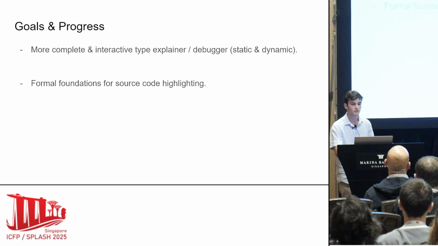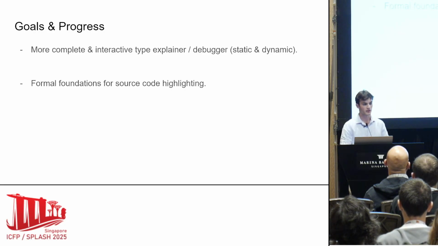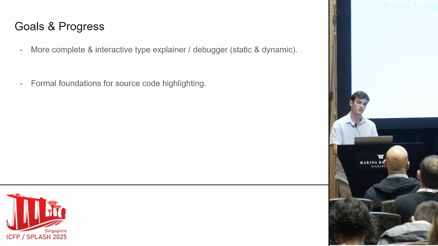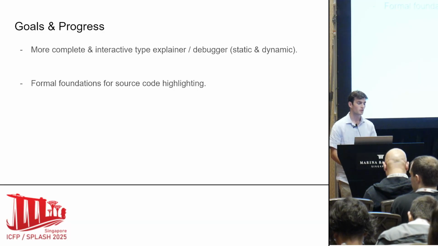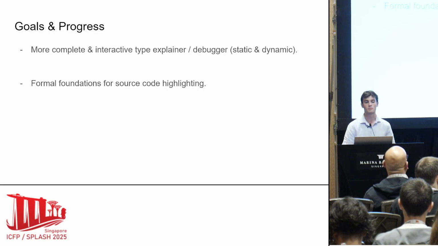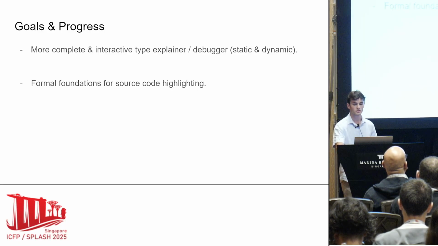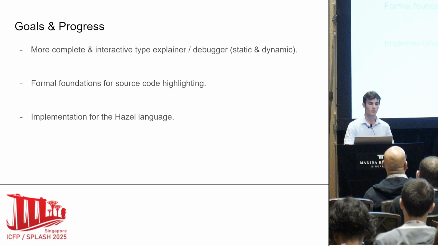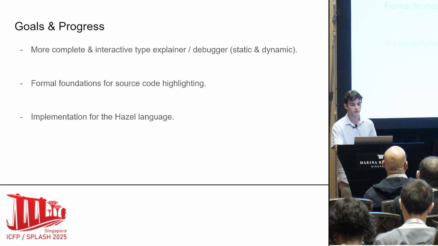or anything similar. So my main focus has been on creating a more formal foundation for this, because I find type systems and semantics often have a lot of rigorous theory behind them, but the error systems and UI systems often not so much. And I also have an in-progress implementation of these techniques for Hazel, which I'll demonstrate a little bit.